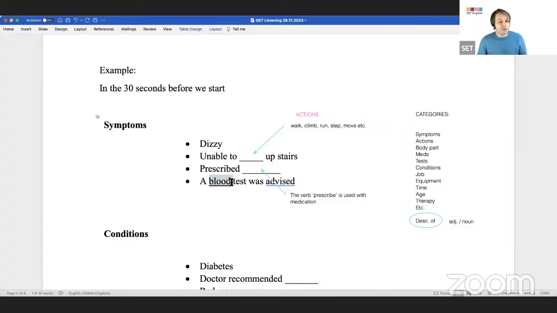This is a noun describing the test. Okay, so just be careful. It can be an adjective or a noun. But you see this all the time in OET. We see it. Okay. Now, Adnan, you said something very important.